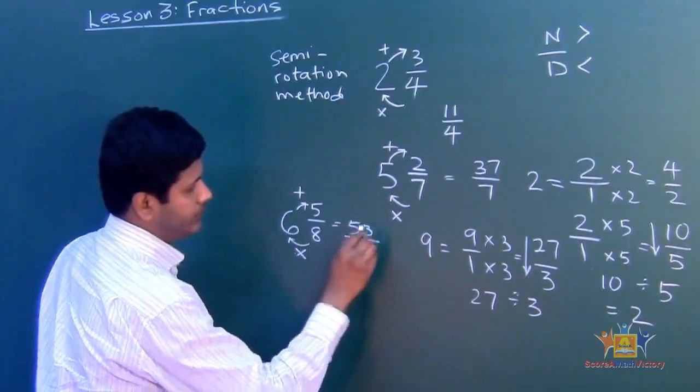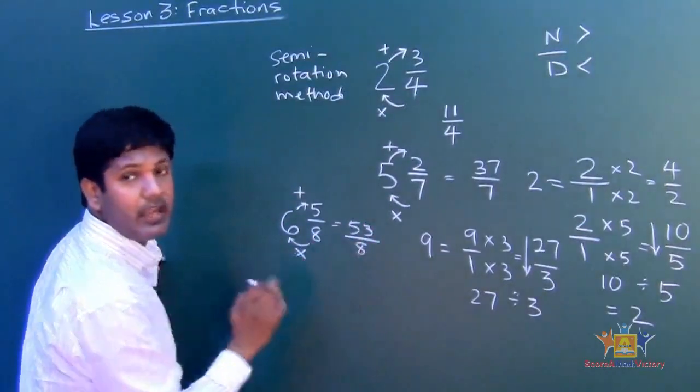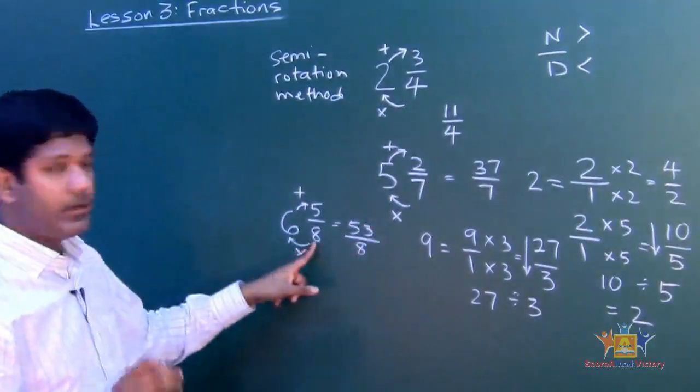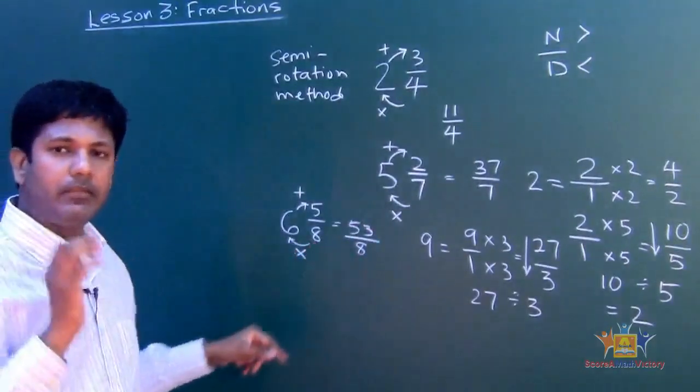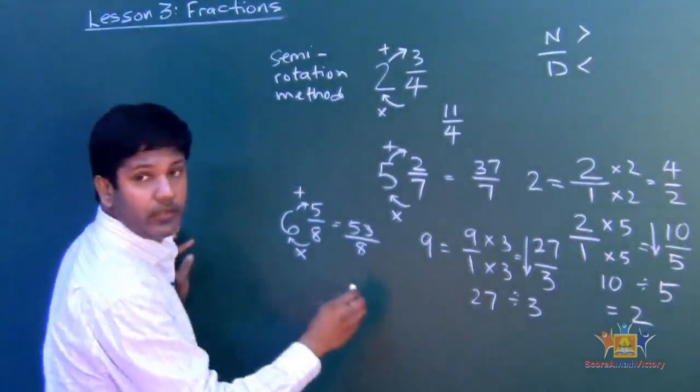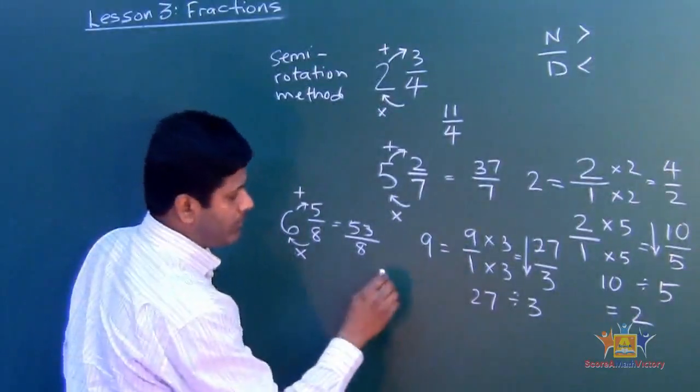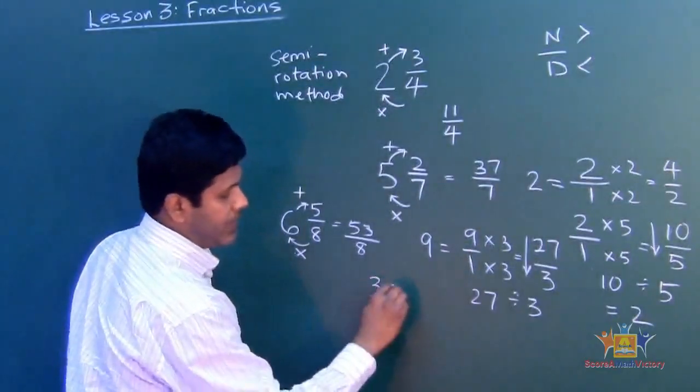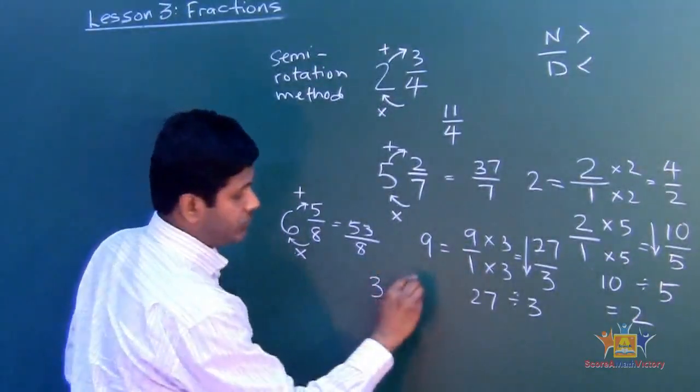Over 8. Make sure you maintain that 8. Same denominator. Alright? The denominator never changes. Okay? Now let me tell you something. Whenever you have, let's say, for example, the whole number we're talking about, 3, I want to express that in the form of a fraction, which is 3 over 1.